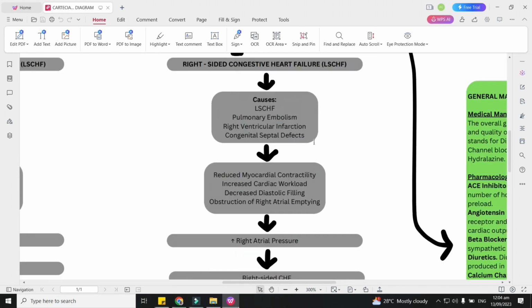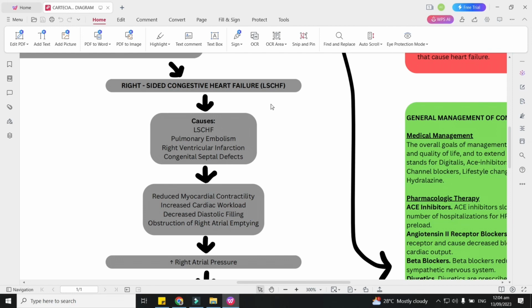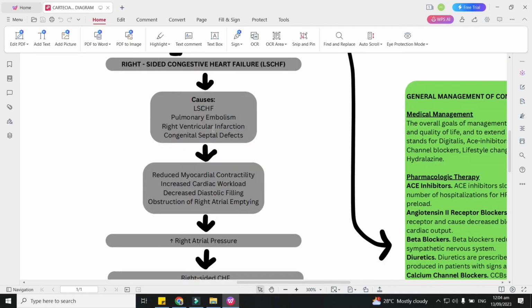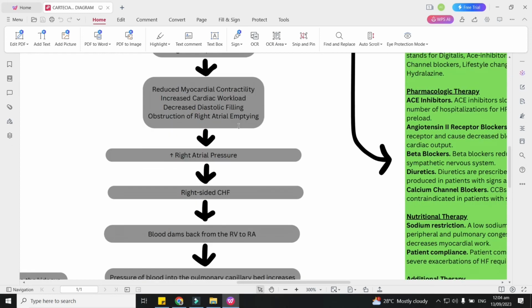So, or the left-sided congestive heart failure, or the forward congestive heart failure. Okay. So right-sided congestive heart failure, again, just what I've said earlier, one main cause of having right-sided is when our patient already have this LS-CHF, or the left-sided congestive heart failure. And also, when they have pulmonary embolism, right ventricular infarction, and congenital septal defects. For example, like hypertrophy. So this one of the congenital septal defects.